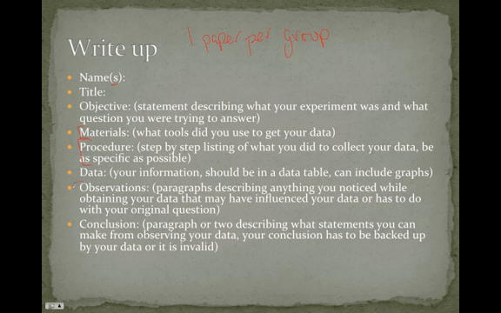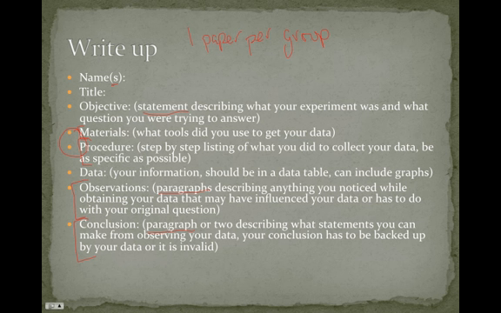Your observations and conclusion, you really need to be writing out as a paragraph. That should be a narrative. Your data, however you have it collected. Objective, again, it's a statement. You're writing it out. It's not a bullet point. So materials and procedure, bullet points, observations, conclusion, you're writing as paragraphs.